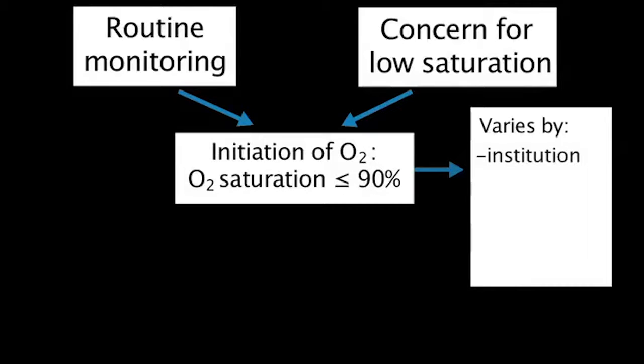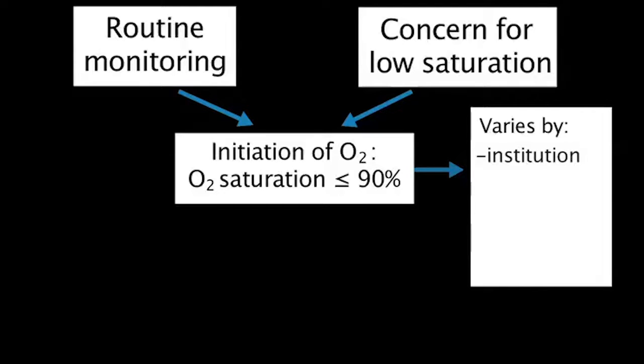That is, in high-resource areas, a higher oxygen saturation threshold may be used. For example, here at Boston Children's Hospital, our cutoff for oxygen therapy is usually a saturation of less than 93%. A lower oxygen saturation goal allows low-resource settings to be more aggressive about weaning.